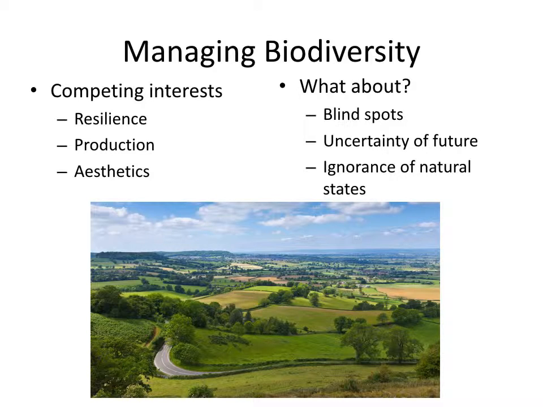We don't want to have the ecosystem function break down suddenly, or even not suddenly. Production. We want to eat and we want to have clothes. Aesthetics. We want to live in a place that's nice to live in, that we enjoy living in, that looks nice, essentially. All 3 of those interests are in competition with each other, and we're trying to seek some kind of balance between those things as we manage the ecosystems that we impact.